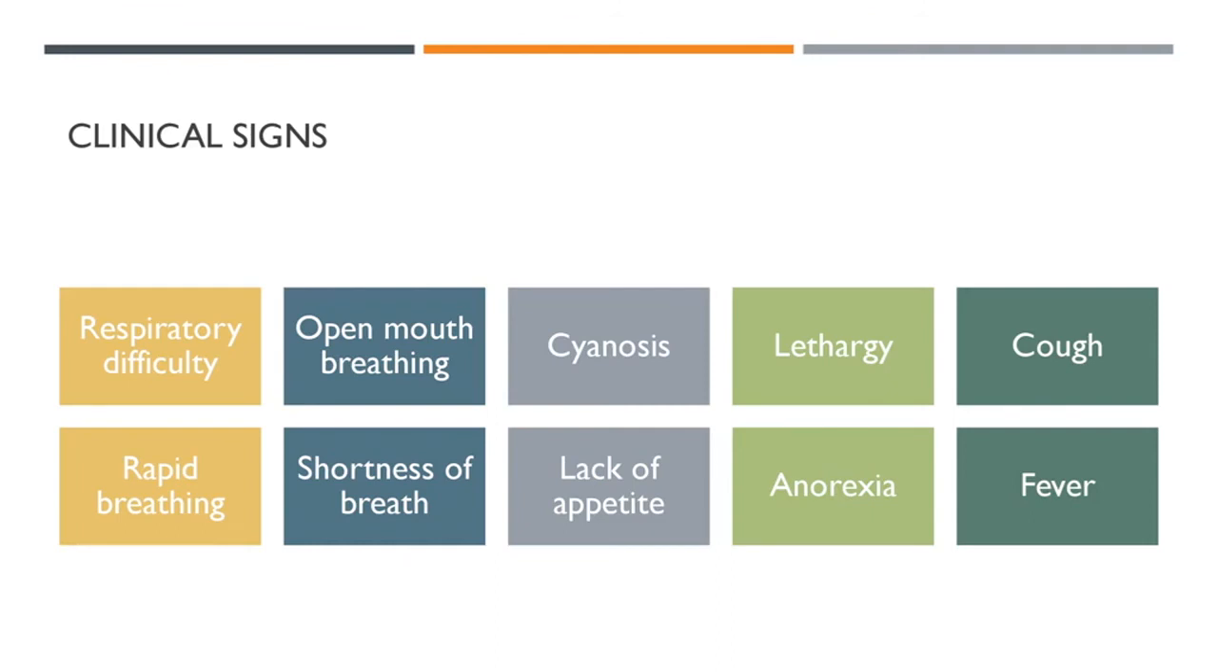This disease affects the respiratory and cardiovascular system and can present in the following clinical signs: respiratory difficulty, open mouth breathing, cyanosis, lethargy, cough, rapid breathing, shortness of breath, lack of appetite, anorexia, and fever.